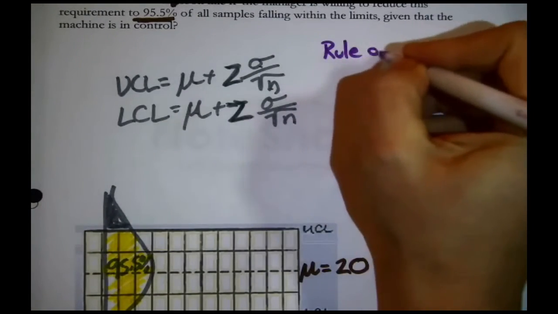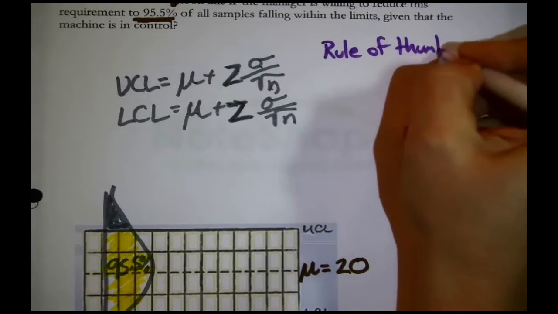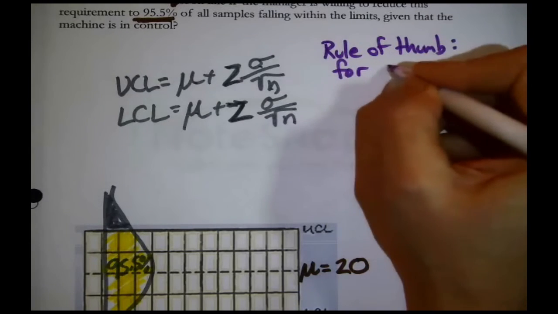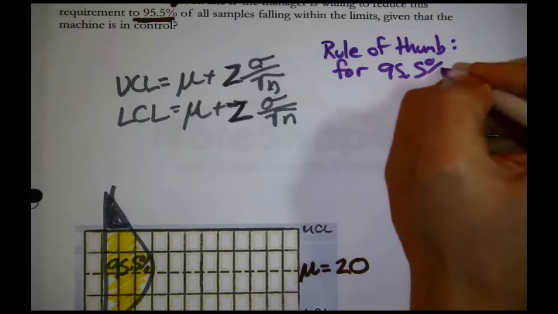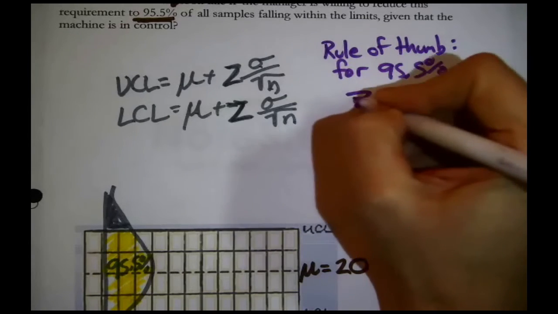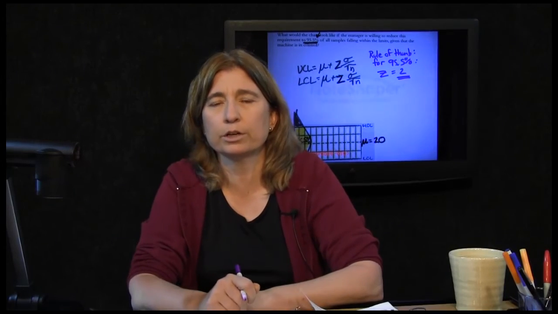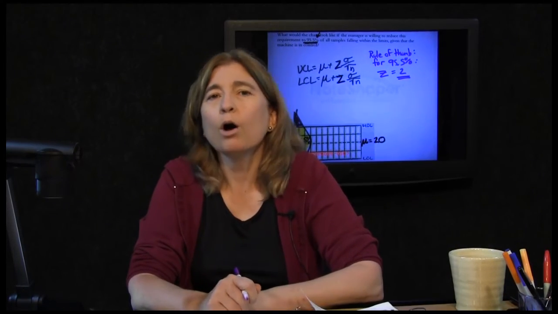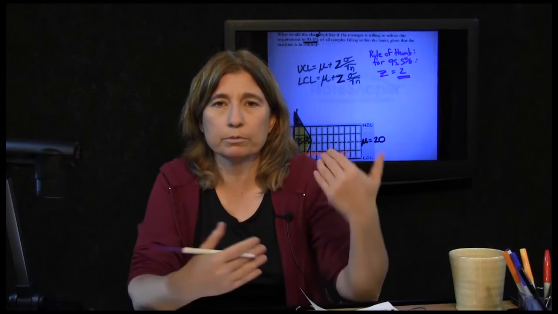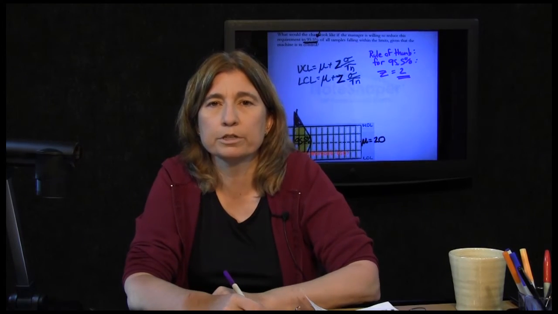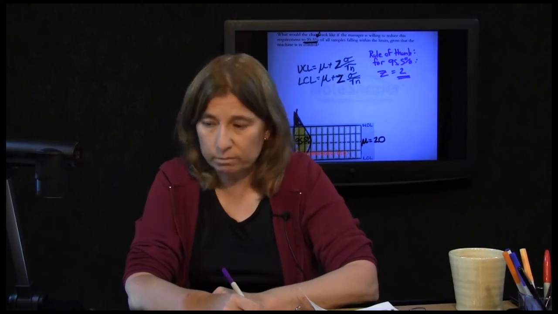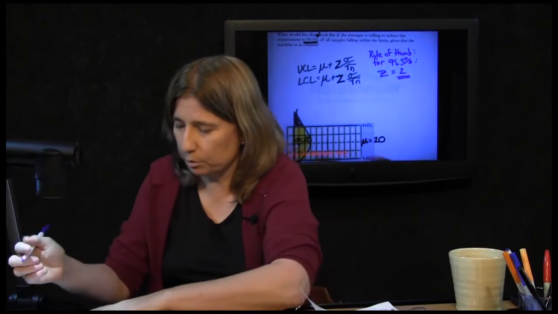Rule of thumb for 95.5%: Z equals 2. Oh, no wonder they're quoting that particular amount. Oh, all right. So we just repeat the formulas that we had filled out for the question before, except we use a Z of 2 instead of 3? The answer is yeah. That's exactly what we do.